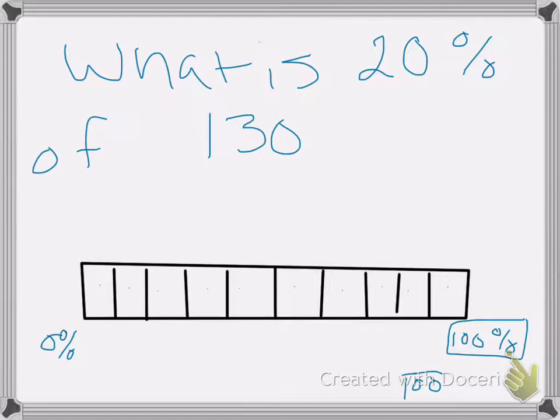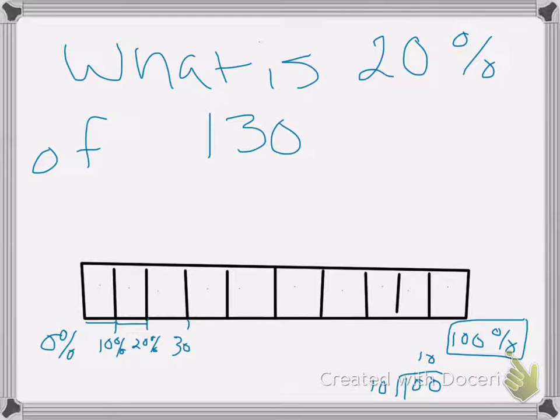100 divided by 10. And that's going to give us how much each section is worth. So 100 divided by 10 is 10. So here's 10%. Here's 20%. And the reason it's 20% is because each section, so that's 10%, 10% and another 10% is 20%. So that's how we get 20%.